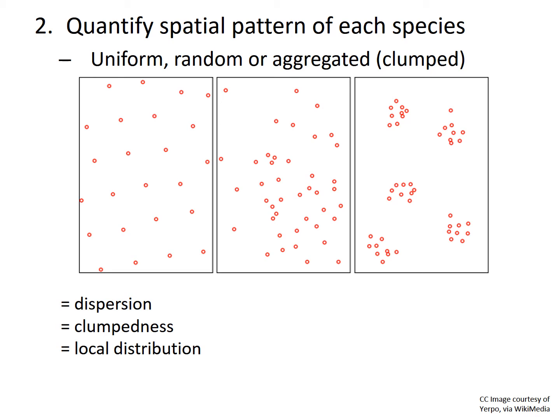Uniform distribution, on the other hand, is where there's an approximately equal spacing between all individuals. And then in between we've got the random distribution, where there's a mixture of large and small distances between individuals.